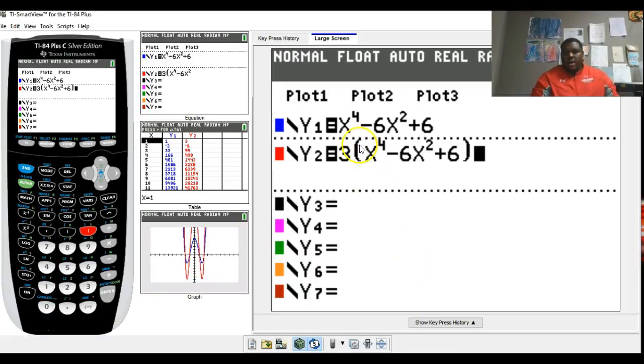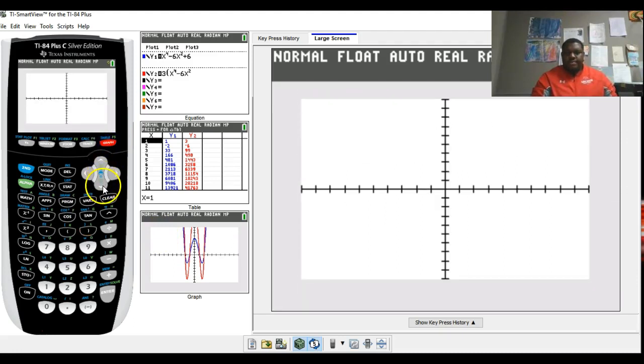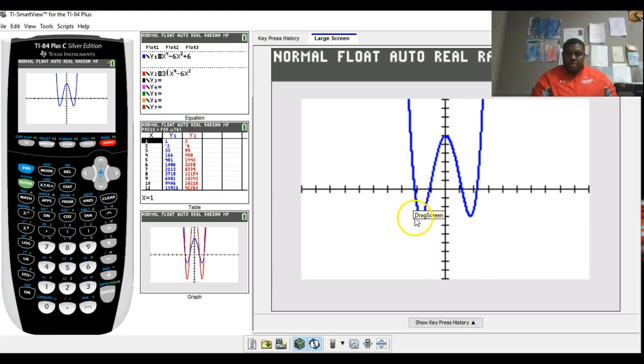Here's the original polynomial, and here's the stretch. Just multiply everything by 3. When you do that, here are your two graphs. That's the original, and when you stretch it, here comes the stretch. See how it got longer? That's a vertical stretch.